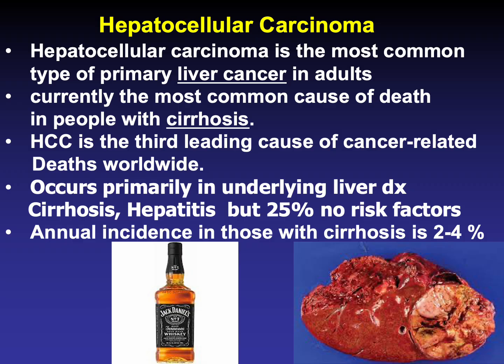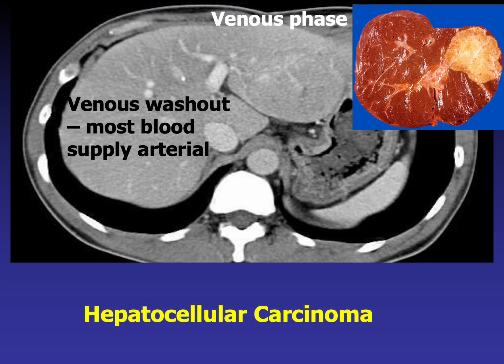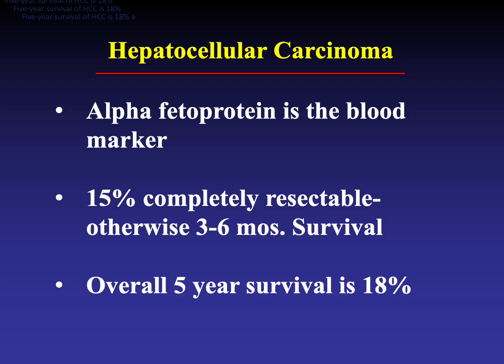With contrast CT, the tumor enhances in the arterial phase, and the contrast is washed out by the portal circulation in the venous phase. The specific blood marker is alpha-fetoprotein. 15% of these tumors are completely resectable. Otherwise, there's a 3 to 6 month survival. And overall, the 5-year survival is 18%.